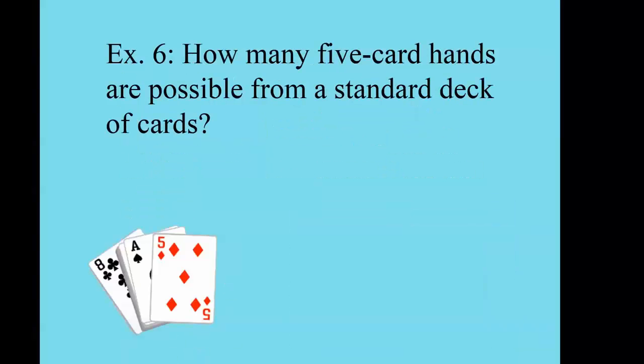How many 5-card hands are possible from a standard deck of cards? Okay, so this is kind of a fun one to think about. When you're looking at a deck of cards, the order doesn't matter, whether you get the ace first or the ace last, you still have an ace. That would be more an example of a combination. So there's 52 cards in a deck, combination of 5 at a time. So 52 combination 5.